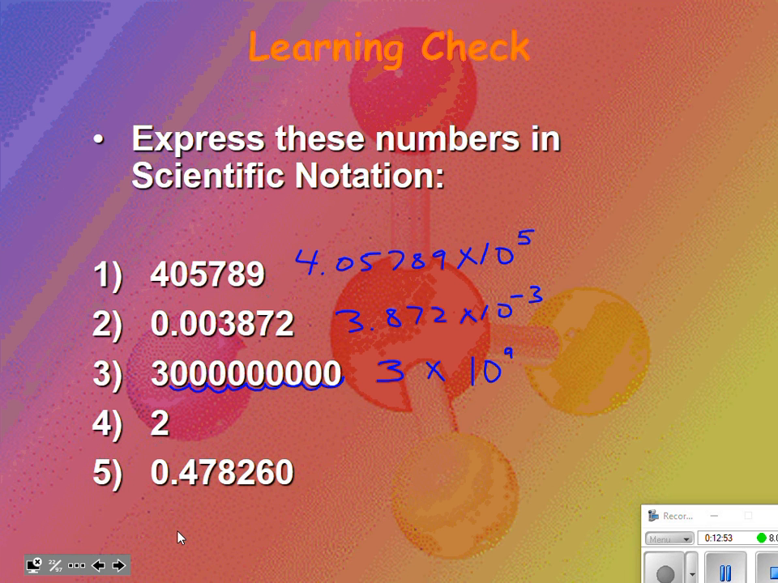Now the fourth one is possibly the toughest one on here, because how far did I move my decimal point? I didn't. I did not move my decimal point at all. So that is 10 to the 0. And finally, the last one, 4.78260 times 10 to the negative 1.